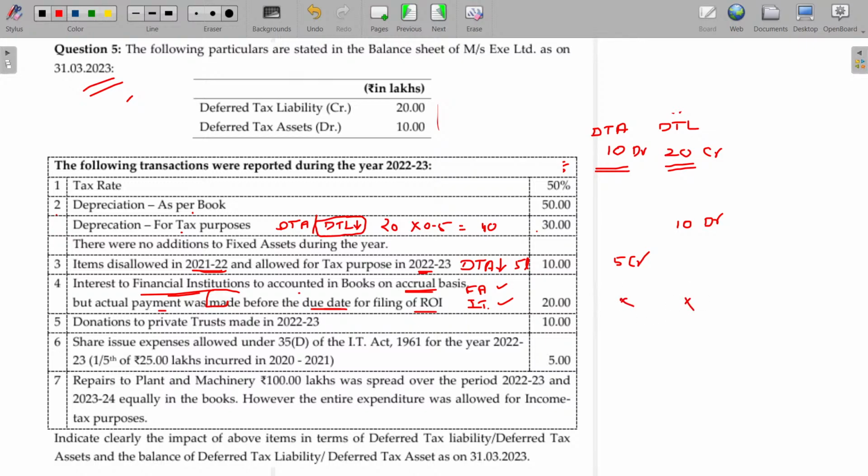Not applicable. Is that clear? So this particular content is linked directly with the direct taxation chapter: donation to private trust.